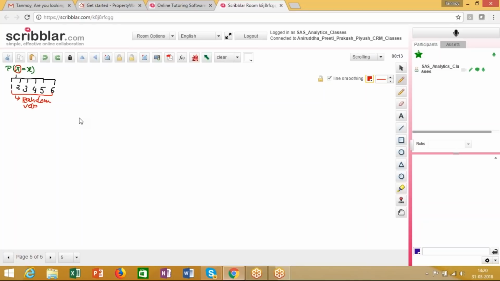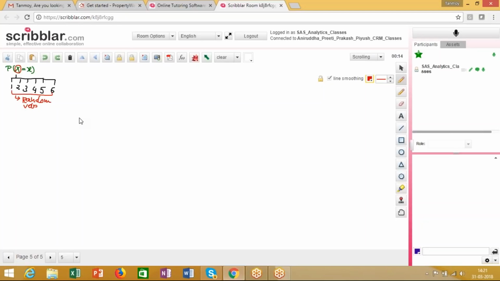So whenever there is an occurrence of randomness, whenever there is risk associated, that is where probability comes in. And the variable which is used to explain this risk is called the random variable. Now, depending on the type of the outcomes, we have seen that random variables can be of two types. One is a discrete random variable, and the other is a continuous random variable.